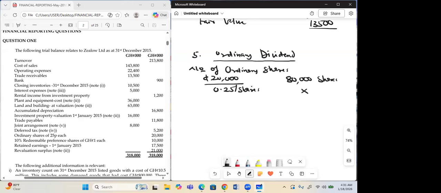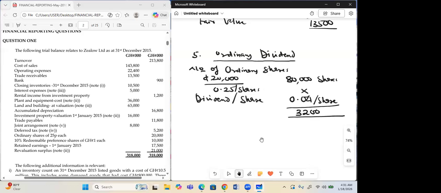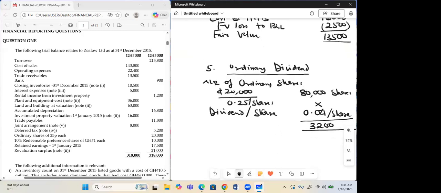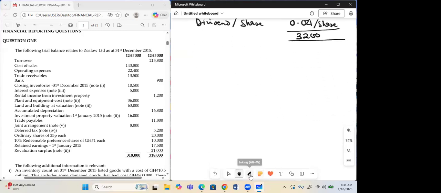Now, they said they pay dividend per share of how much? 4 pesos each. So multiply 80,000 by the 4 pesos per share. What do you get? 3,200. So this 3,200 is not supposed to be part of the finance cost. So we'll go to the finance cost and take it out, step by step.